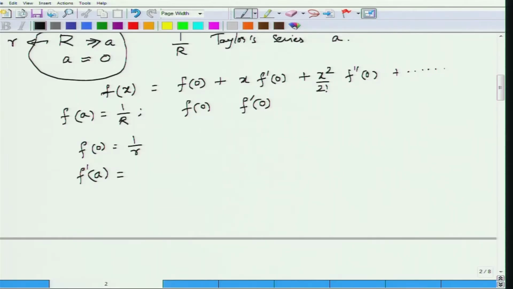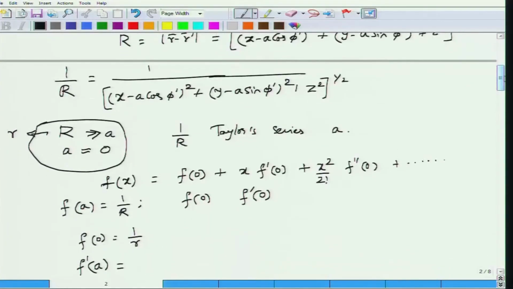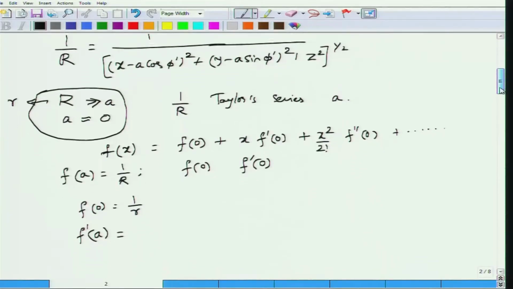Well, you differentiate this with respect to a. It's probably easier to consider this 1 by r as this expression to the power minus half, so that when you differentiate with respect to a, you will get minus half here and then this term will be to the power minus half minus 1, which will be minus 3 by 2, right. So that would of course go into the denominator and then differentiate this argument, which is x minus a cos phi prime square plus y minus a sin phi prime square.